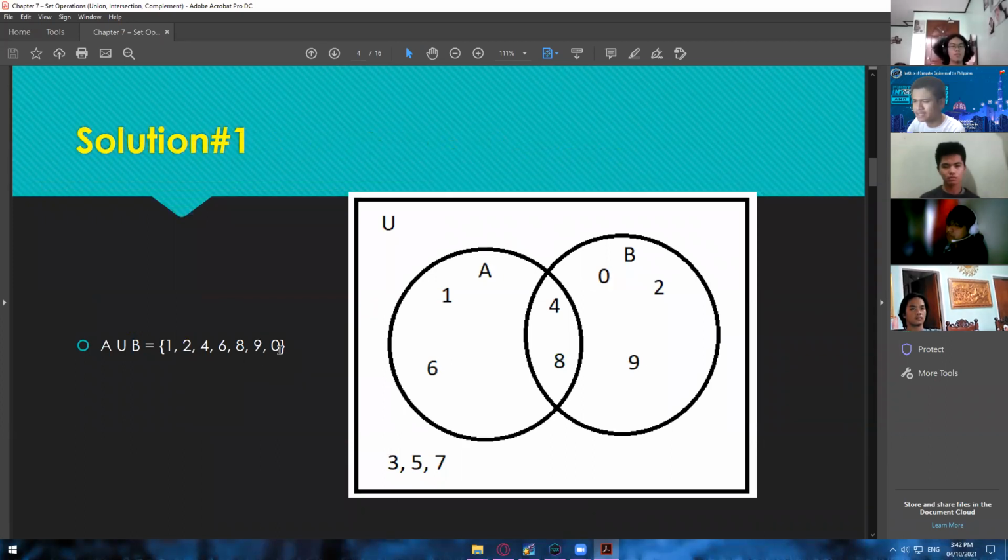In here, I just arranged them from least to largest, so that is why this one is quite confusing. Anyway, you can start with A first, like 1, 4, 6, 8, and then followed by 0, 2, 9, and then they combine, or their commonalities, which are 4 and 8.